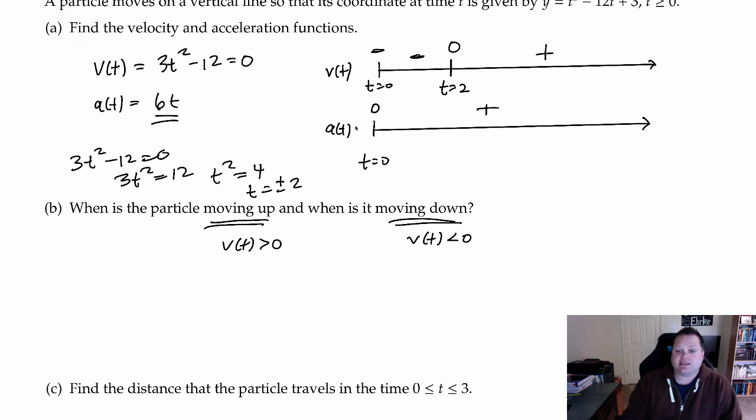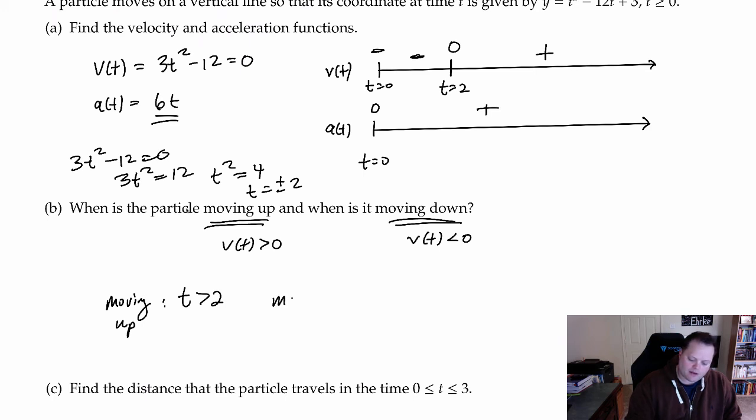Okay, so when is velocity positive? Well, velocity is positive, or the particle is moving up, for values of t greater than 2. And it is moving down. In other words, the velocity is negative from 0 to 2, including 0. It's very important that you include 0 here.